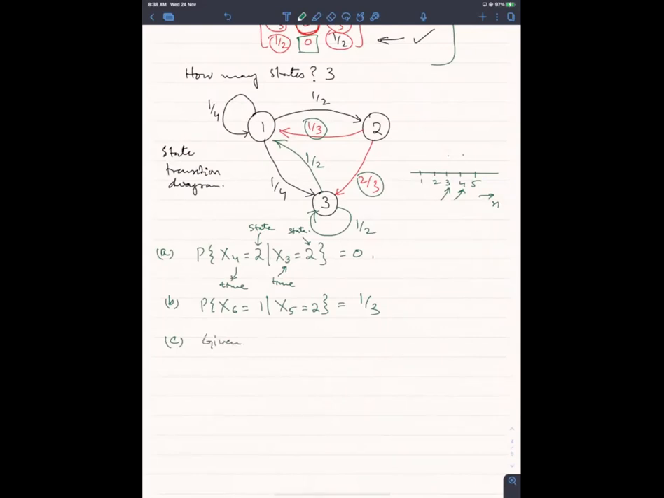Given x naught is 1, so you are in state 1 at time 0. Let's say 0 से हमने start कर दिया. At time 0. Given x naught is equal to 1, what is the probability x1 is equal to 3? What is this probability? It is 1/4. This is good.